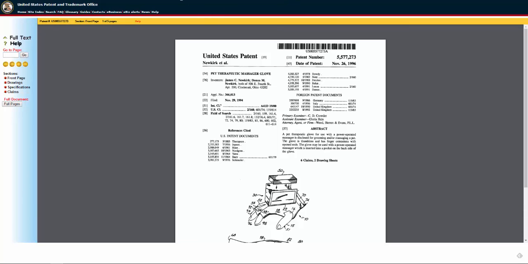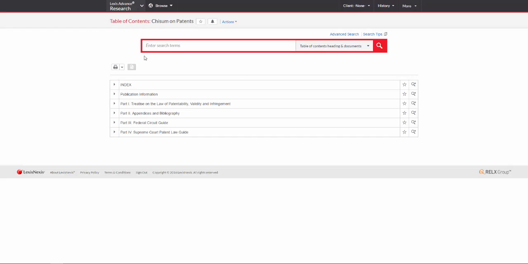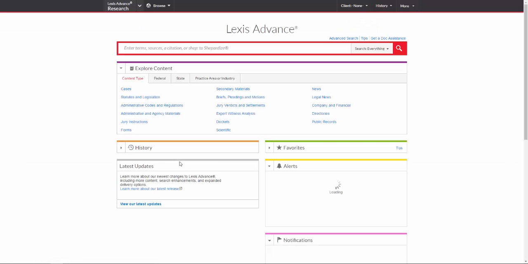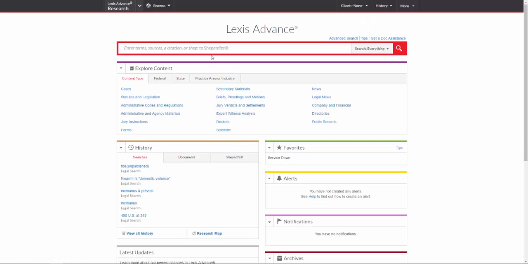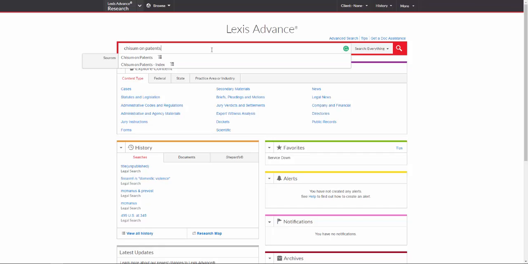Okay, let's also go over some of the major materials that you're going to utilize for the upcoming patent law assignment, which is going to be due on the 28th. Here on Lexis Advance, you'll have a number of treatises that are going to be available to you. The big one, however, is going to be Chisholm on Patents. Chisholm on Patents is a highly regarded secondary source on patent law. It's cited by the courts rather frequently.